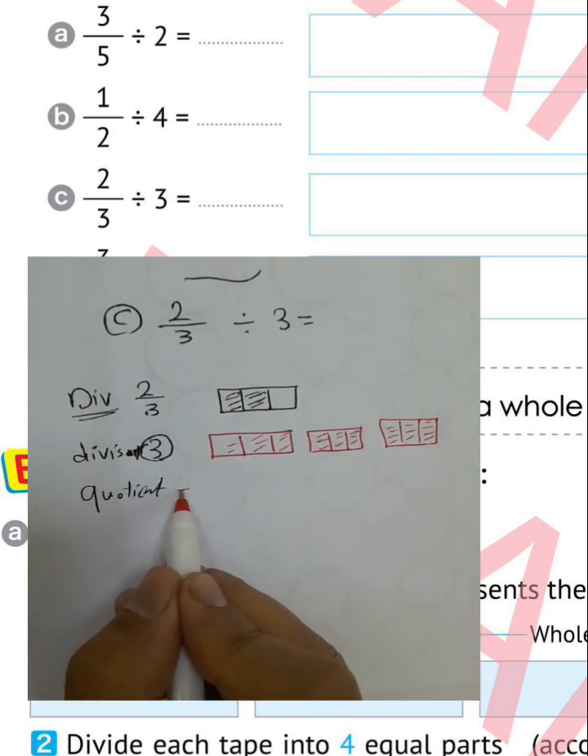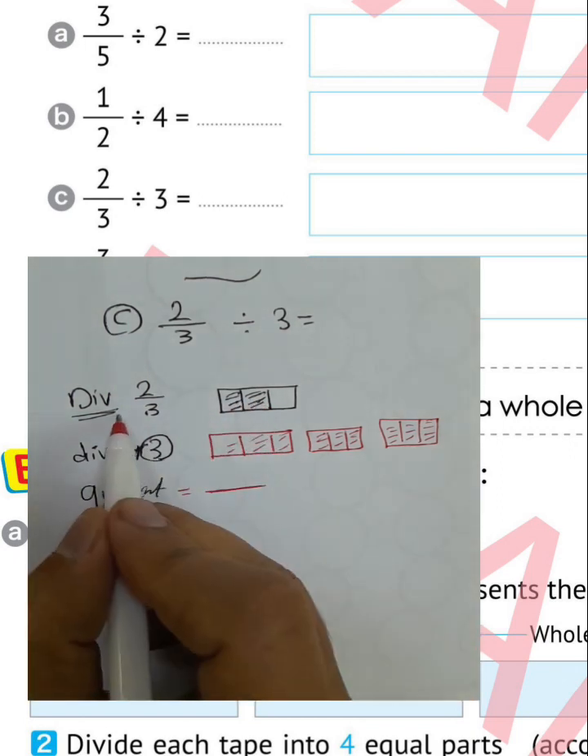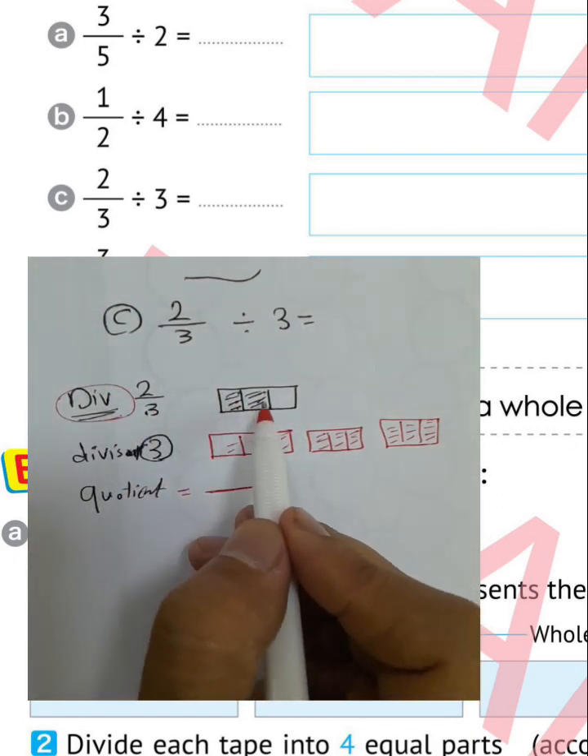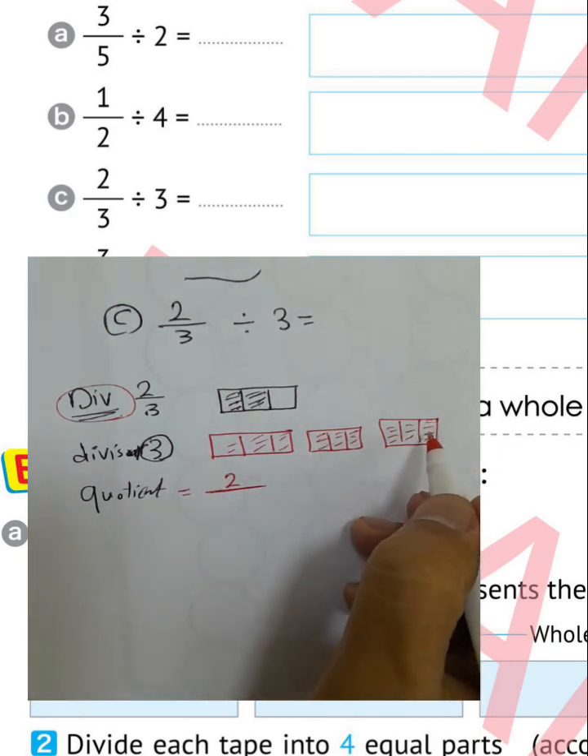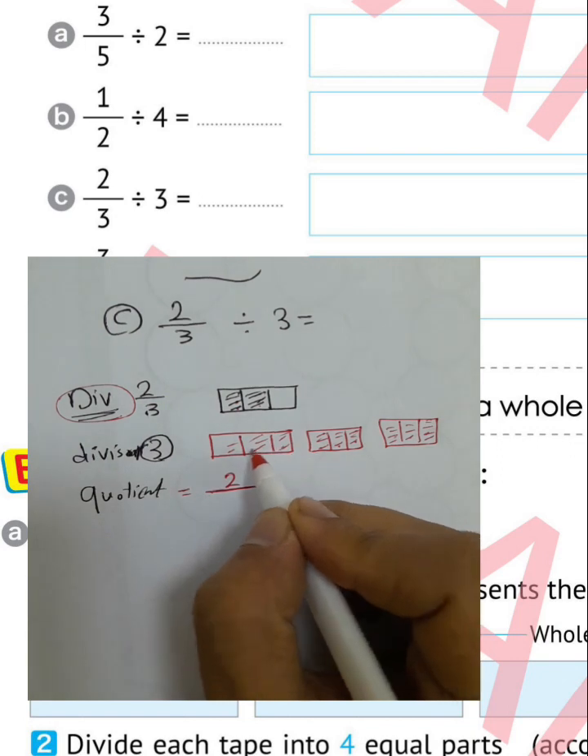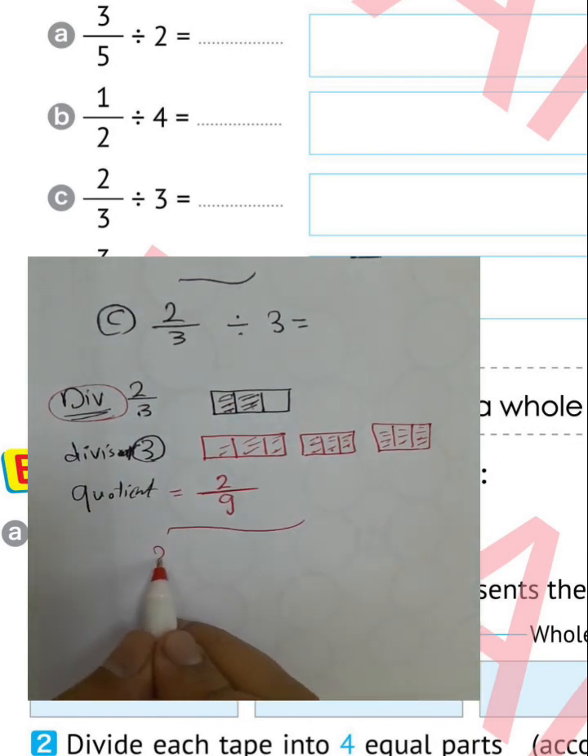And then the quotient, we can find it by counting how many parts are in the dividend. In the dividend, 1, 2. Over how many parts in the divisor here? 1, 2, 3, 4, 5, 6, 7, 8, 9. 2 over 9.